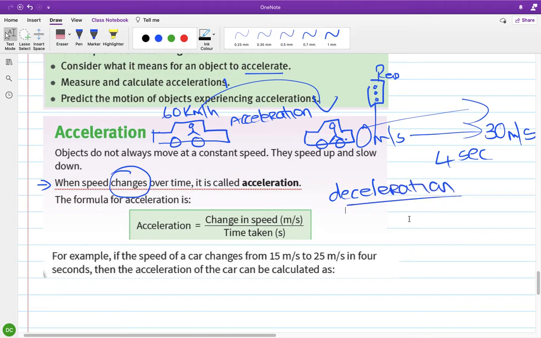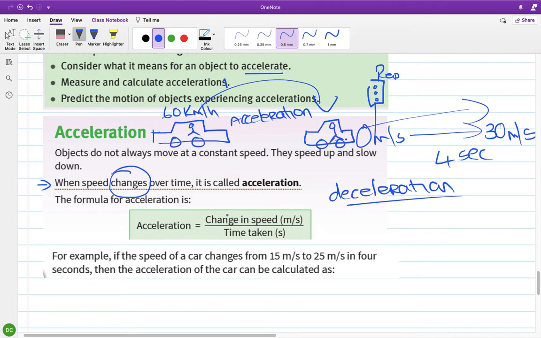Okay, so the word, what's wrong? Anyway, the word deceleration is used, but it technically doesn't need to be. Acceleration is a changing speed with respect to time. It doesn't matter whether that speed is changing up or down. Here's the formula: acceleration is the change in speed over the time taken for that change. So again, it doesn't matter whether it's up or down.